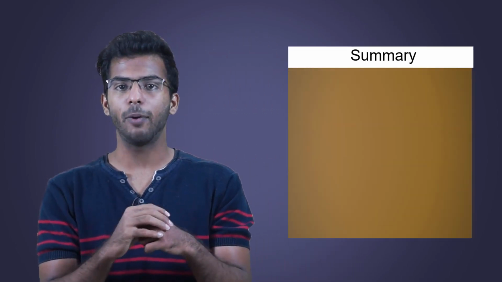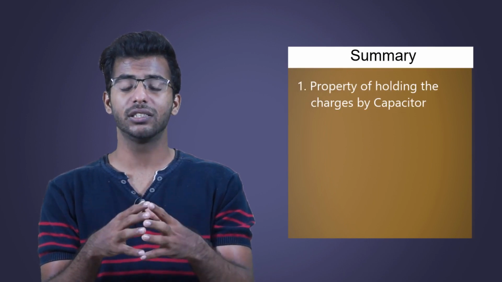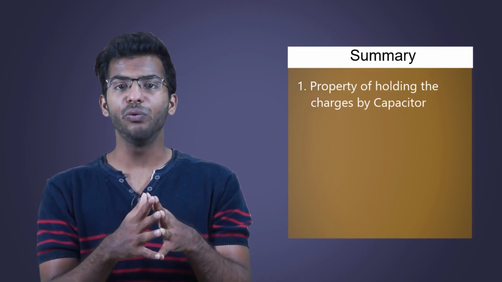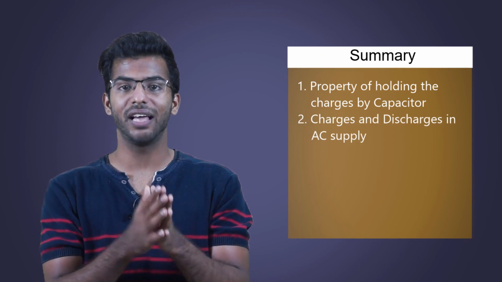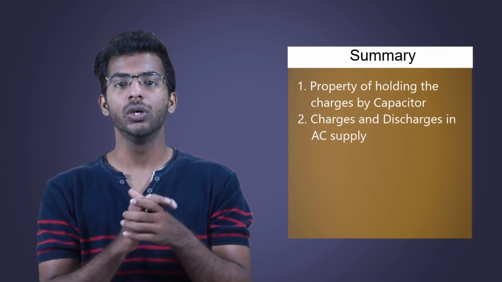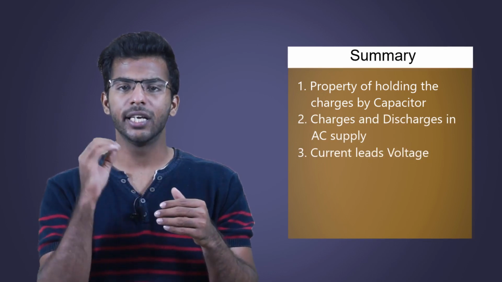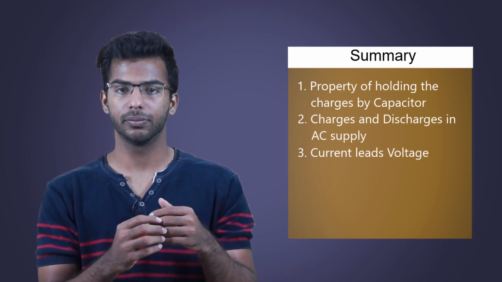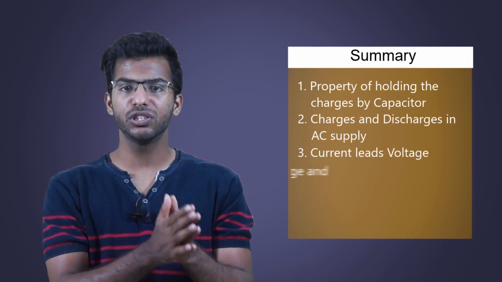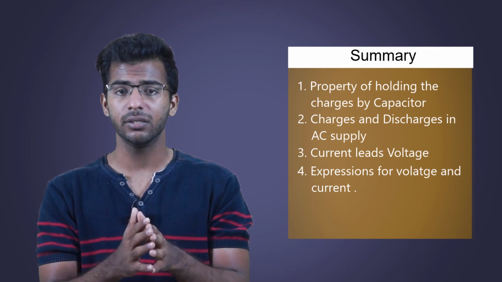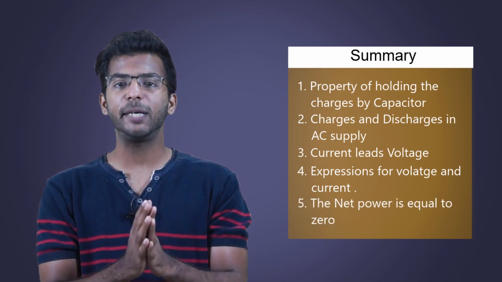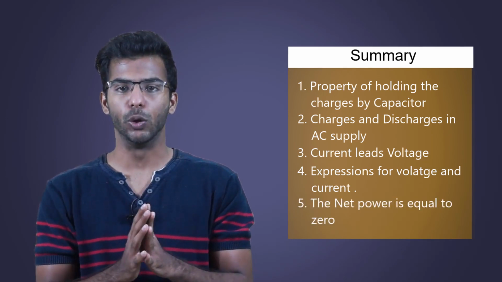This is all about AC circuit with pure capacitance. To sum up, we learnt about the property of holding charges by a capacitor, how it discharges and charges when we have AC supply. Also, the current leads the voltage in a pure capacitance circuit. We also learned expressions for instantaneous voltage and current. And finally, the net power absorbed is 0.